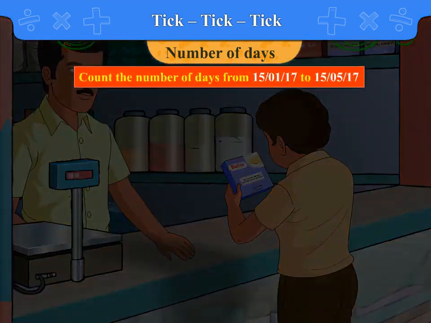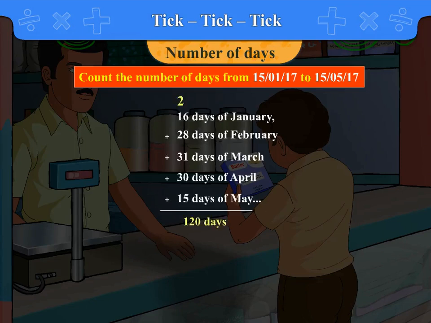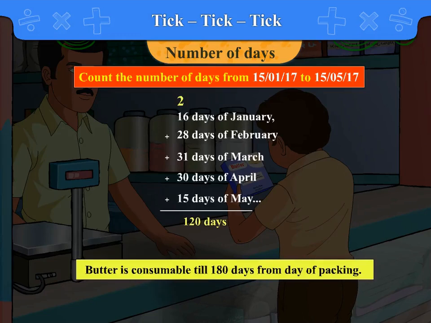Count the number of days from 15/1/2017 to 15/5/2017. 16 days of January, 28 days of February, 31 days of March, 30 days of April, 15 days of May. Adding all of them, we get 120 days. Butter is consumable till 180 days from the day of packing. So, he can buy this butter.